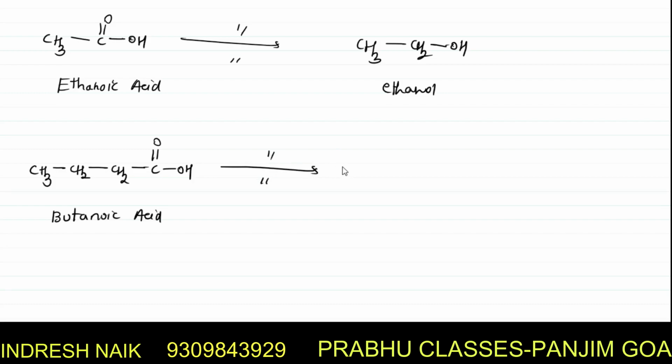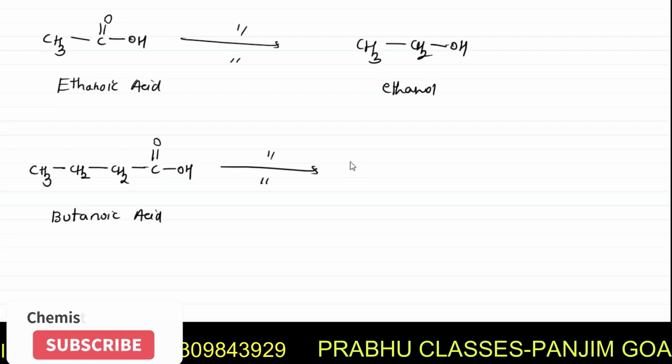Here it is very specific. You cannot use just any reducing agent to convert a carboxylic acid to an aldehyde. If you use sodium borohydride, it is weak. The reaction will stop just at the aldehyde. You won't get a primary alcohol.